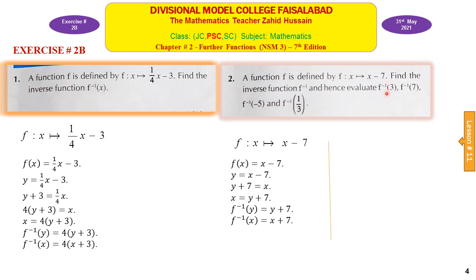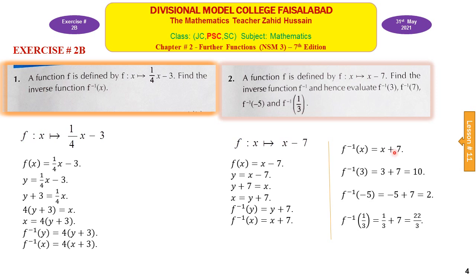After this, you are asked to find the values of these functions at various values of x. The inverse function is given as this. You are asked to find the value of the inverse function when x is equal to 3. So put x is equal to 3 on the right hand side of this equation. We get f inverse of minus 5 will give you minus 5 plus 7 is equal to 2. You can find f inverse 7 by yourself, like this f inverse 3. And f inverse 1 over 3 is equal to 1 over 3 plus 7 is equal to 22 by 3.